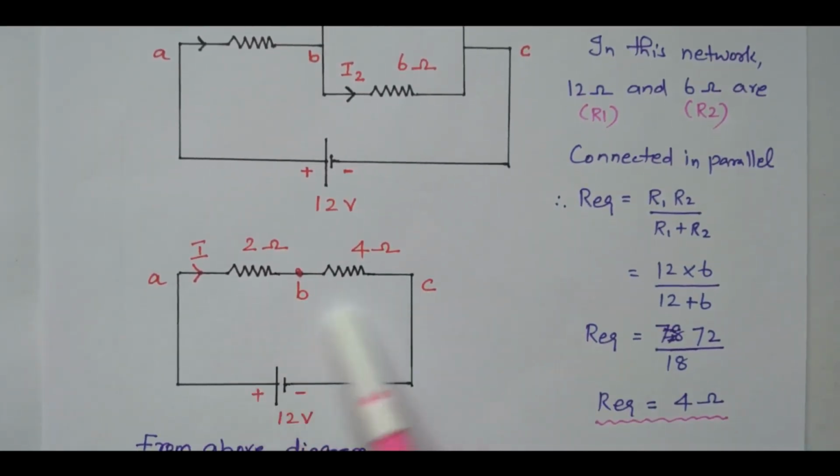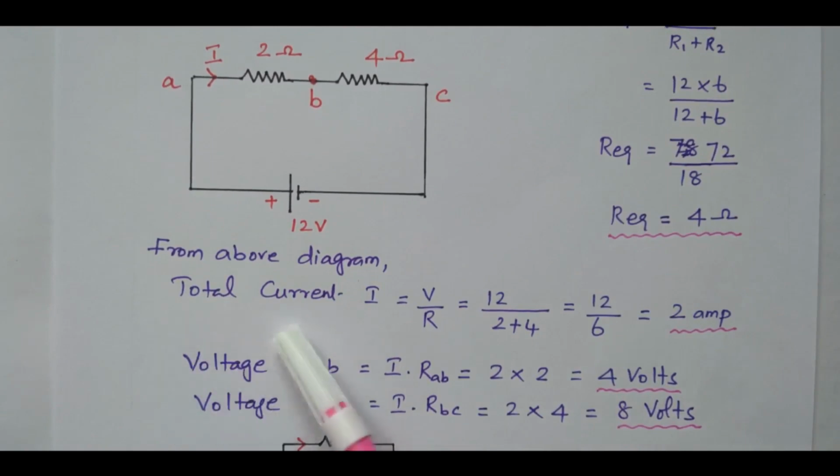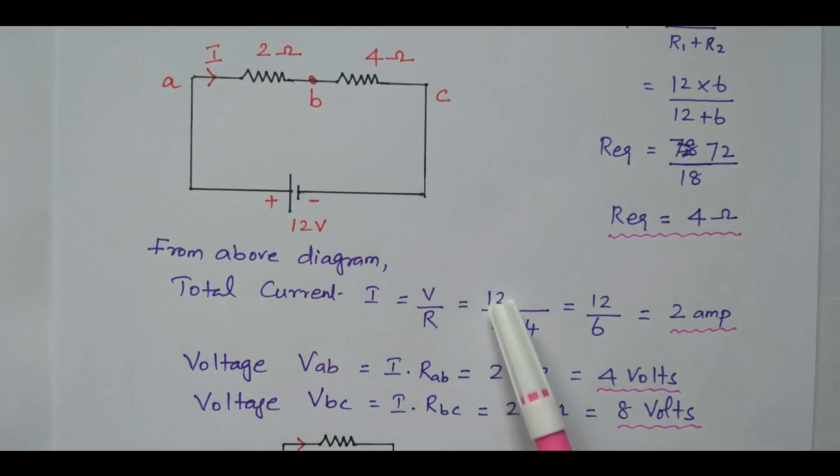Now the circuit becomes very simple. This 2 ohm and 4 ohm, we can easily see, are connected in series. So we can easily find the other values. The total current I equals V by R. What is V? 12 volts. What is the R value? 2 plus 4, since these two are connected in series. So 12 divided by 2 plus 4, 12 divided by 6 is 2 ampere. So we easily calculated the value of the total current as 2 ampere.